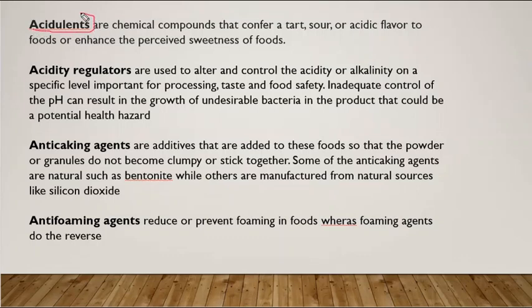Acidulants are chemical compounds that confer a tart, sour, or acidic flavor to food to enhance the perceived sweetness of the food. So it increases the sourness. You would have eaten Haldiram's Khatta Meetha, right?